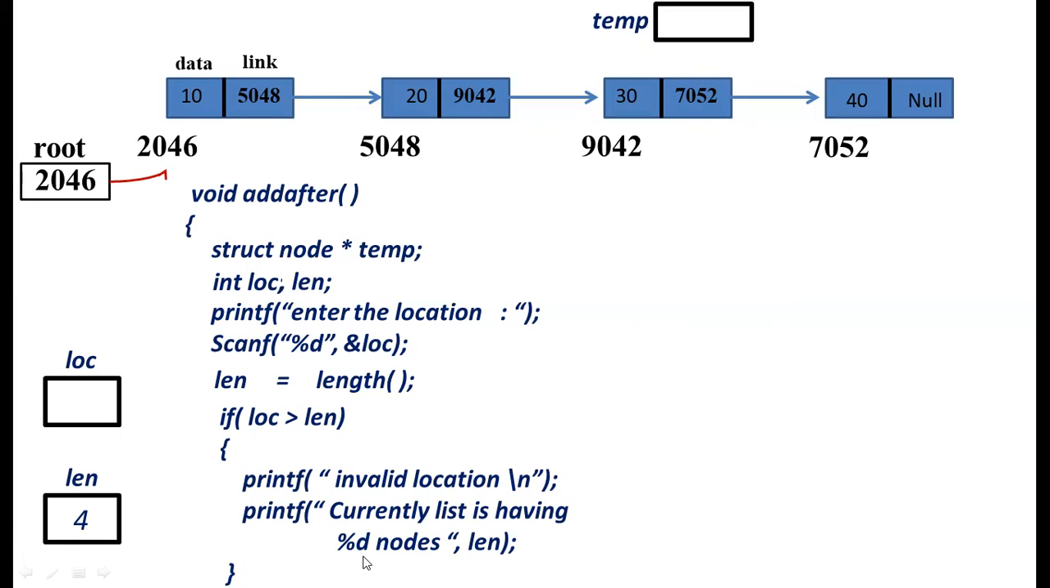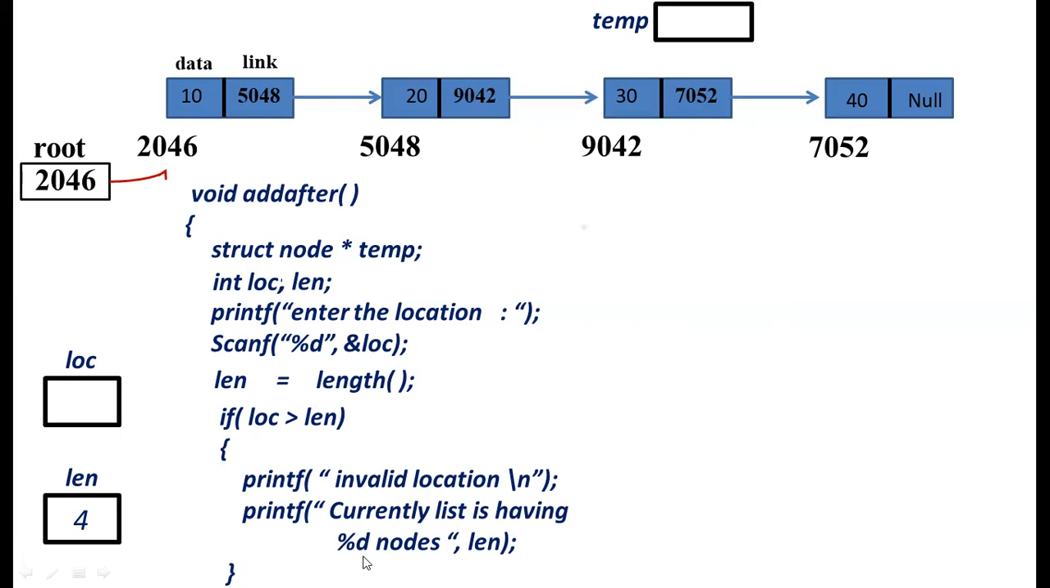Suppose the location is available, then how to add the node? If it is less than or equal to 4, then how to add the node? First we need to create the node. Then we need to send the control to that particular location. Then we have to insert the node. So let us see how to insert the node at a particular location.